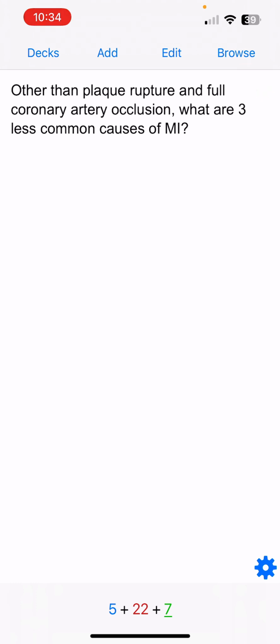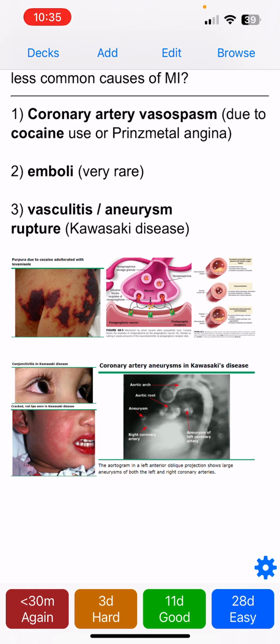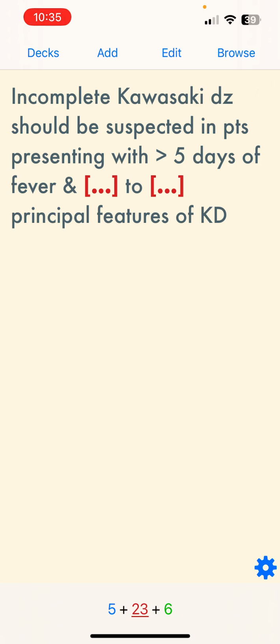Alright, we're almost finished with Kawasaki disease. Other than plaque rupture and coronary artery aneurysm, what are 3 less common causes of myocardial infarction? Kawasaki disease is 1. Coronary artery vasospasm, vasculitis. I can fix this question.